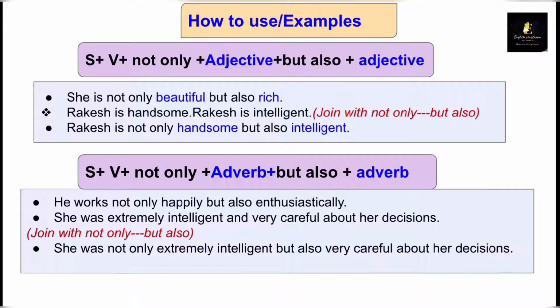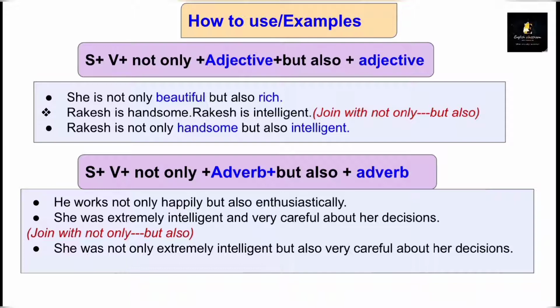First type is that when two adjectives are given, we can join them with the help of not only but also. Our first example, she is not only beautiful but also rich. In this sentence, beautiful is your first adjective and rich is your second adjective. And these two adjectives we can join with the help of not only but also.